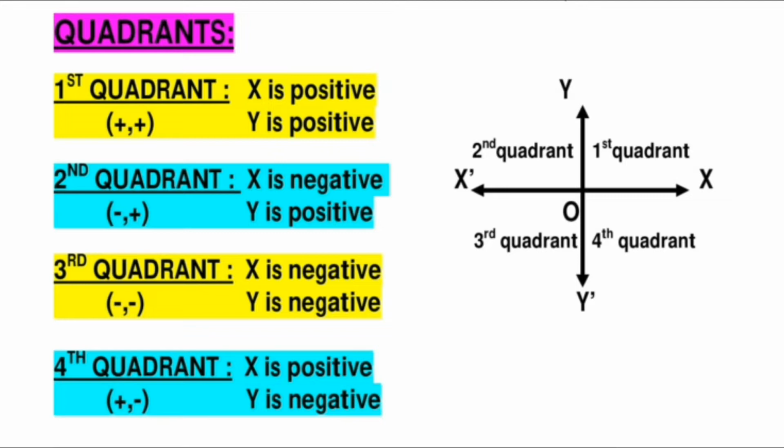In the first quadrant, the coordinates of the points are both positive, that is plus plus. In the second quadrant, the x-axis being negative, the abscissa will be negative and the ordinate will be positive. In the third quadrant, both are negative, that is the abscissa is negative as well as the ordinate. In the fourth quadrant, the abscissa will be positive and the ordinate will be negative. So clearly you can understand in which quadrant a point lies.